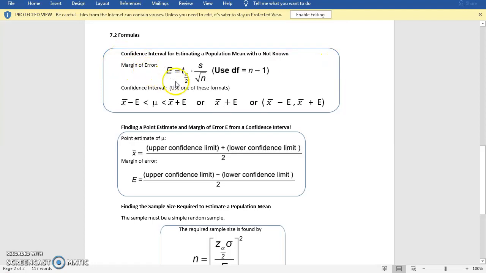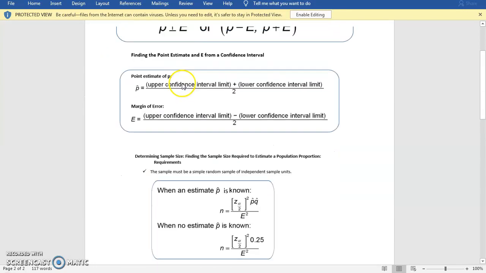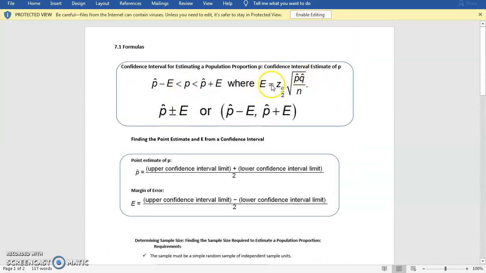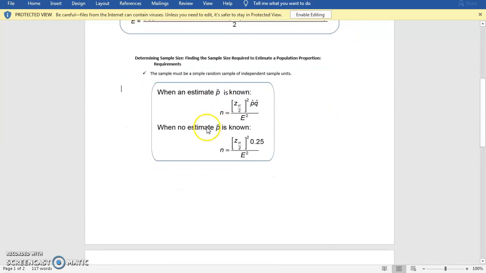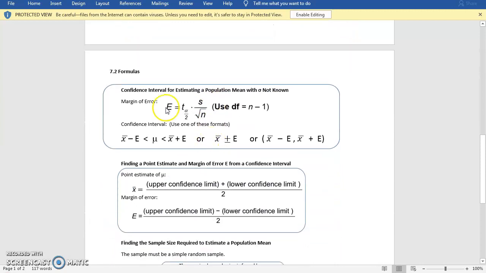You've got your margin of error. It looks very similar to what we were working with up here. Very similar situation, except you don't have a z sub alpha over 2, you have a t sub alpha over 2. You've got s, which is your sample standard deviation divided by the square root of n. Now you're going to use the degrees of freedom again to be n minus 1.